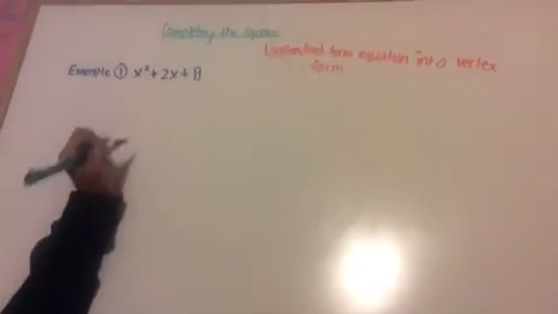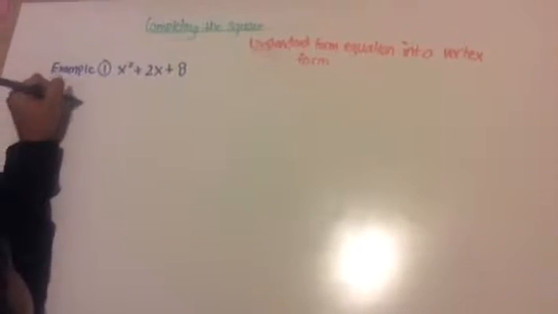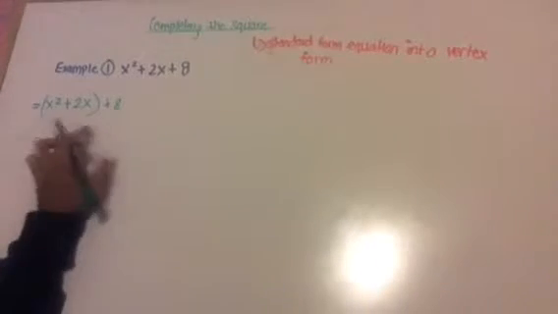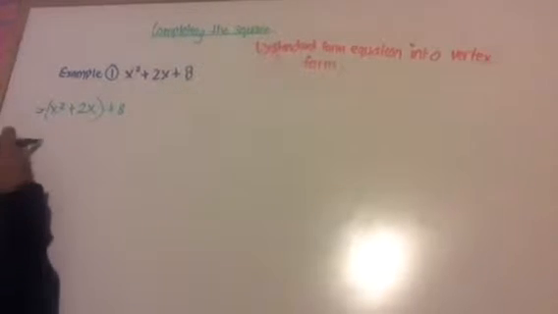So we're going to group the x squared and the x terms together. So it's going to be x squared plus 2x, in brackets, plus 8. Since we have grouped them into factored form, we're going to complete the square inside the bracket.